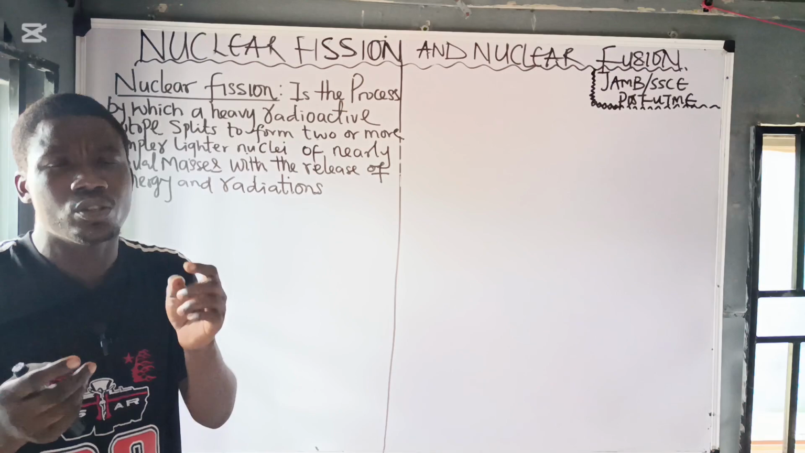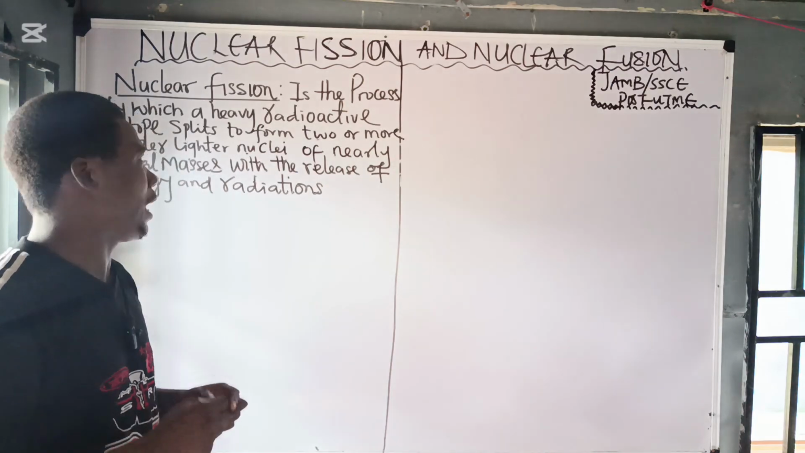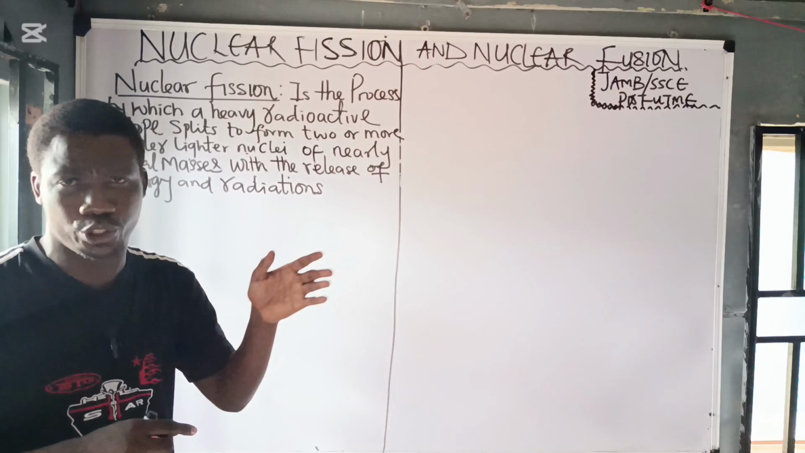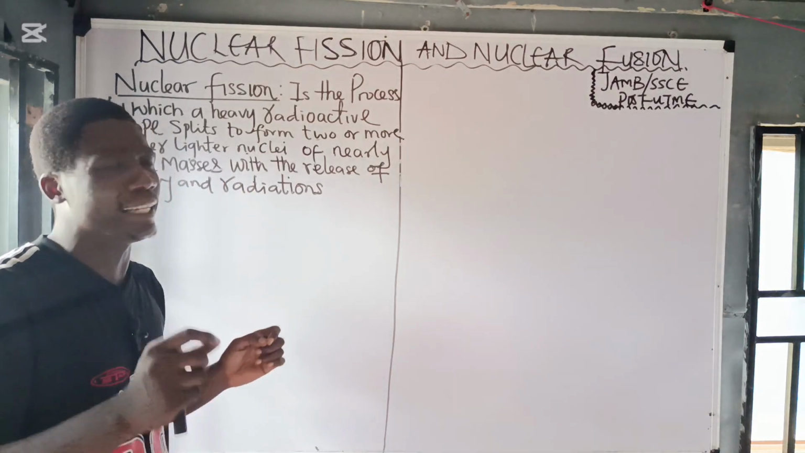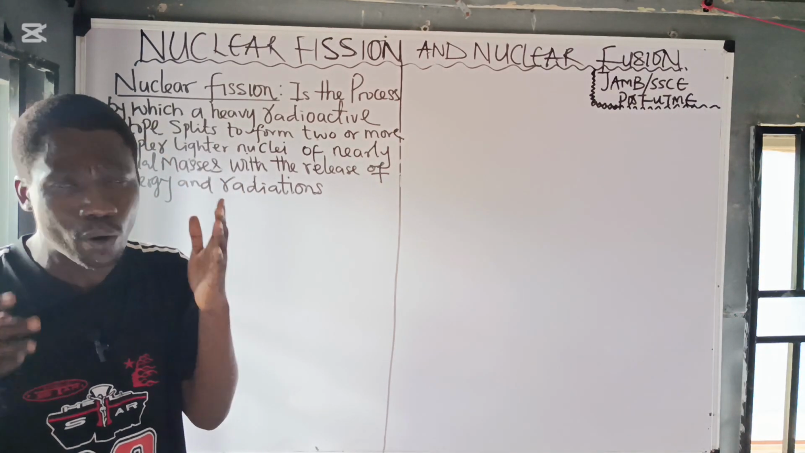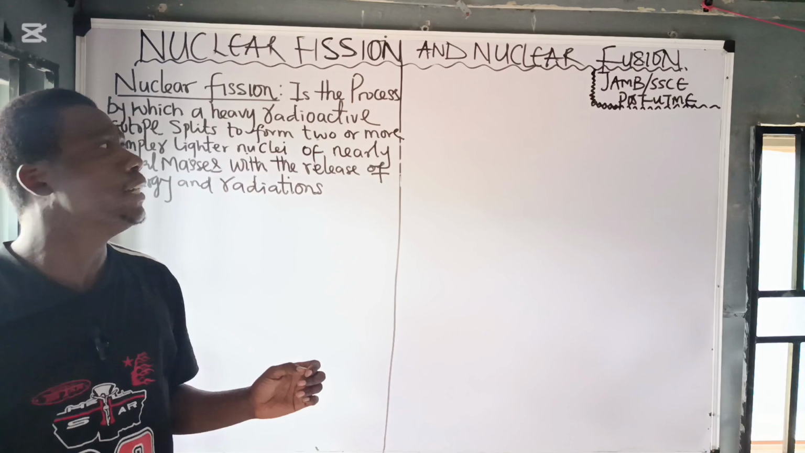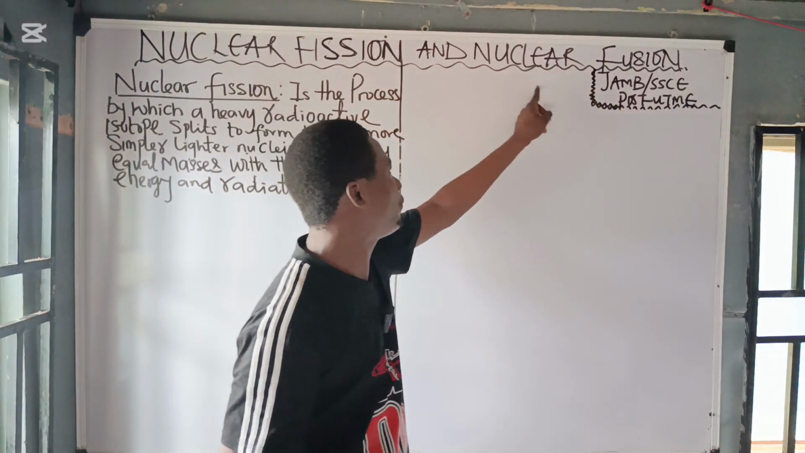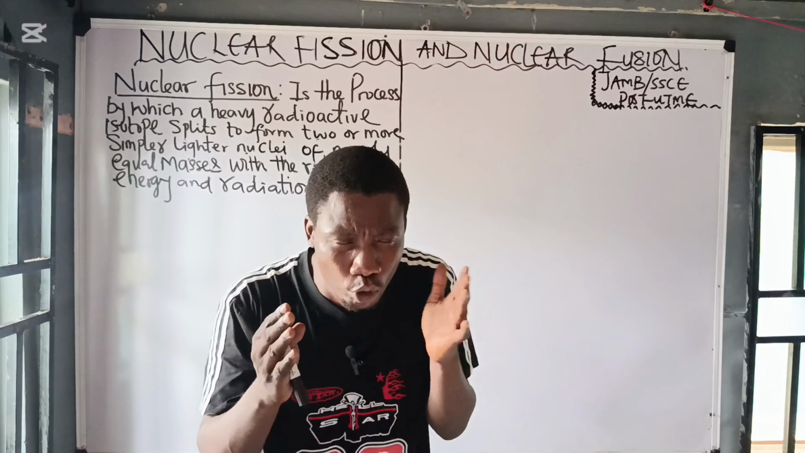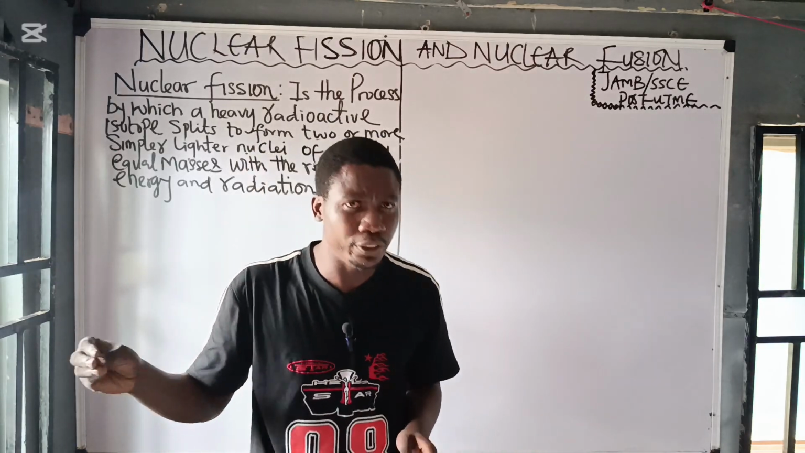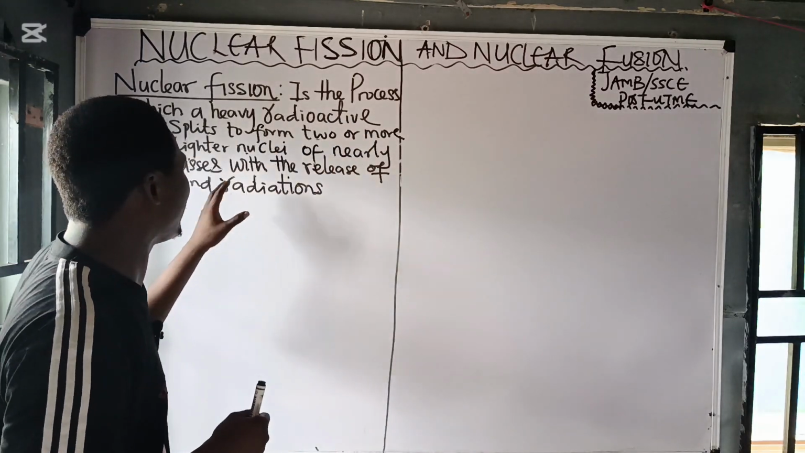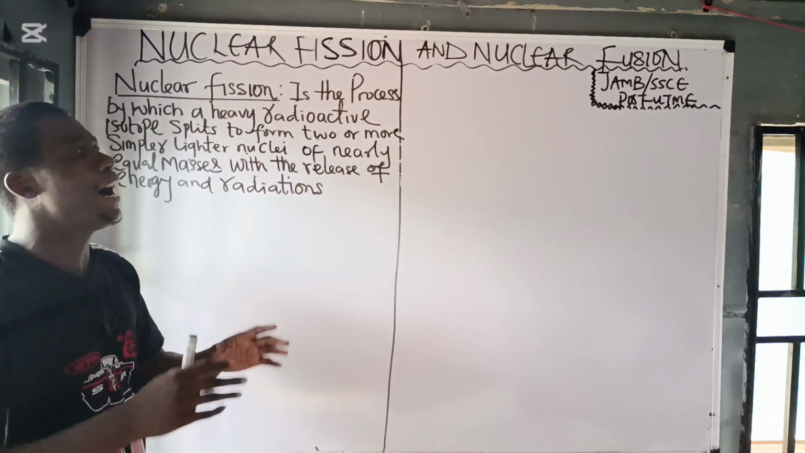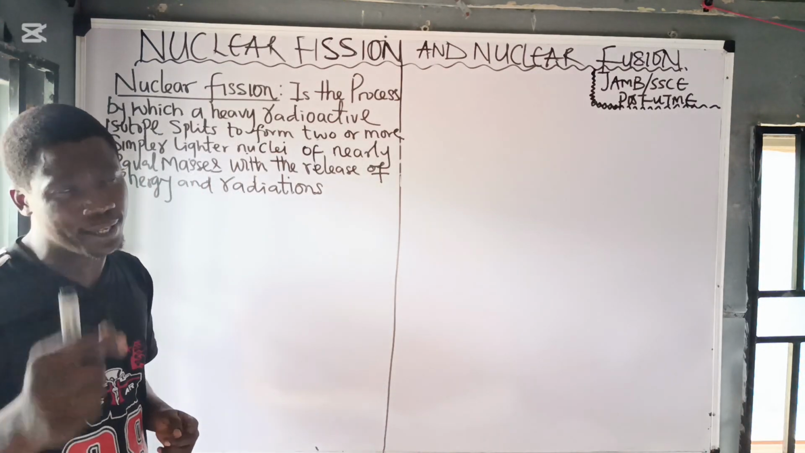Now, let's dive into what we have for today's class. Today's class is nuclear fusion and nuclear fission. Now, these two terms are terms used in radioactivity. Okay, now nuclear fusion and nuclear fission are subtopics of radioactivity. So now let us look at this carefully. What is a nuclear fission reaction? They are actually chemical reactions in radioactivity.